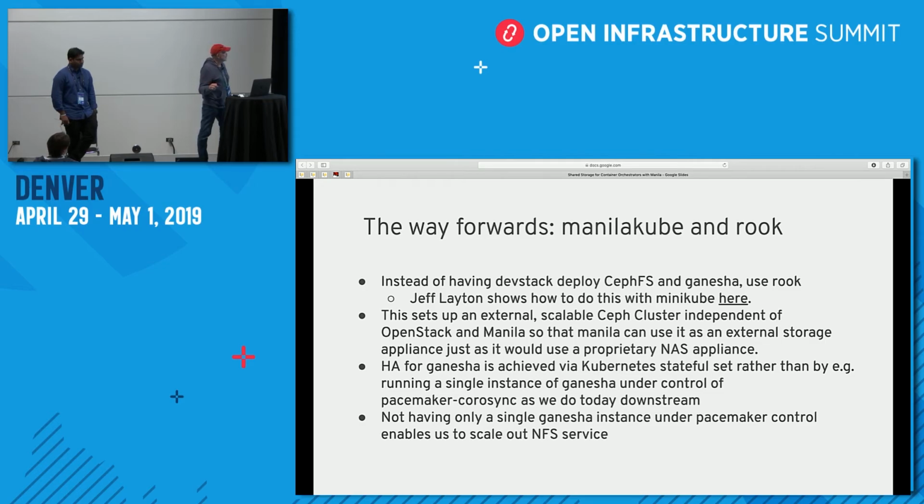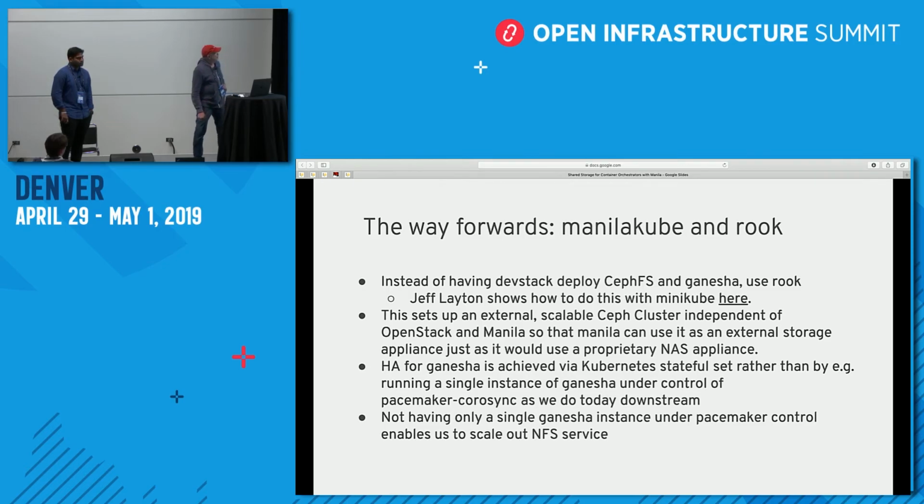Jeff Layton has done this at small scale. He's a developer at Red Hat and an NFS kernel guy from way back, and works on Ganesha these days. So he's been working with the Rook developers on deploying Ganesha, or as it's called in that context, Ceph NFS, with Rook. So we want to do that, and that way we'll be able to test working with an external Ceph cluster, both for CephFS and for Ceph with NFS.